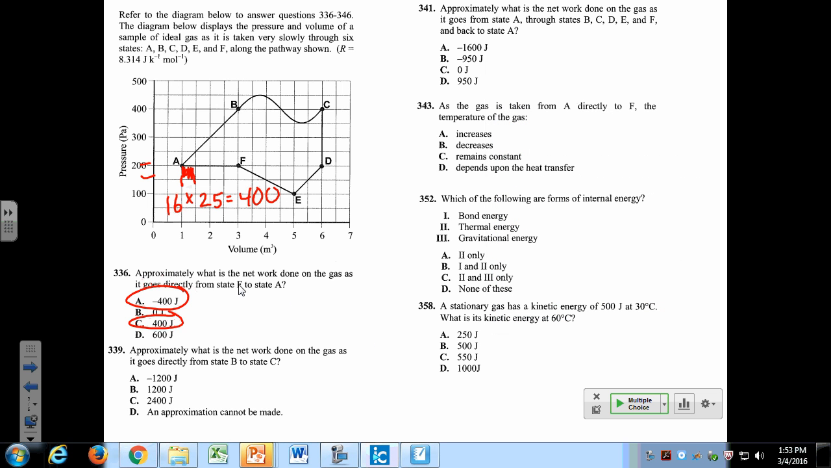All right, approximately what is the net work done on the gas as it goes from state B to state C? Again, this is the work done on the gas, not by the gas.